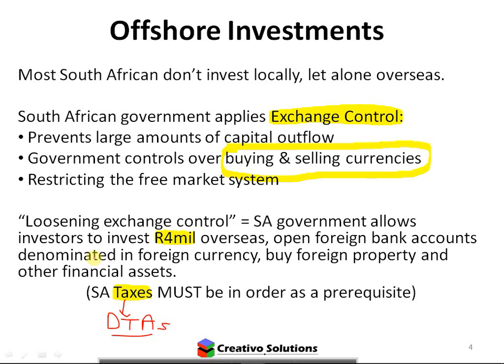Remember, businesses don't want to pay tax. Well, they want to pay tax, but they want to pay the smallest amount of tax. They don't want to pay the most. They want to try to reduce their tax as much as possible, and the DTAs can help them do that.